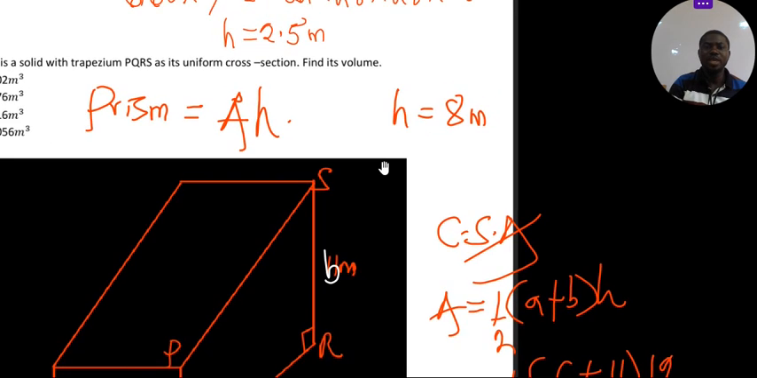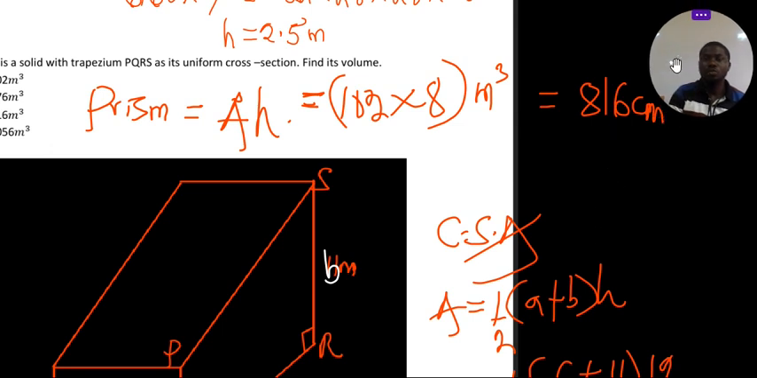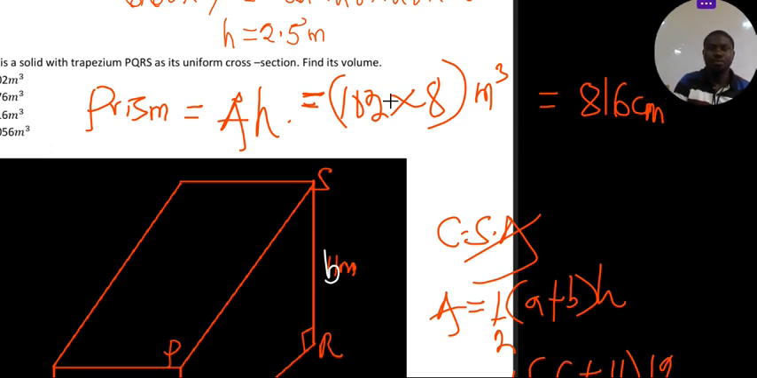So the required volume of the prism is 102 times the height. We have identified the height to be 8, the distance between the two cross-sectional areas. So that's 102 times 8. The answer comes out in meter cube: 816 meter cube. Okay, let's move on.